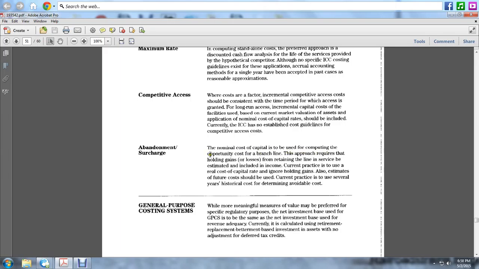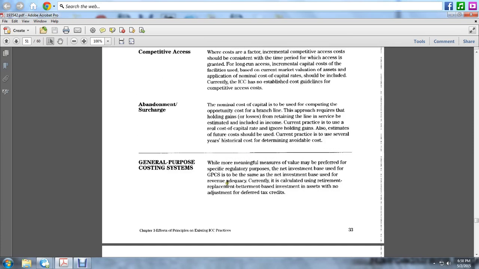The approach requires that the holding gains or losses from retaining the line of service be established and included in the income. Current practice uses a rate related to the capital cost, ignoring holding gains, and also estimating future costs should be used. The current practice uses several years of historical cost for determination of variable costs. The general purpose costing is where more meaningful measures of value may be preferred for specific regulatory purposes. The net investment base used for the general purpose costing system is to be the same as the net investment base used for revenue adequacy.